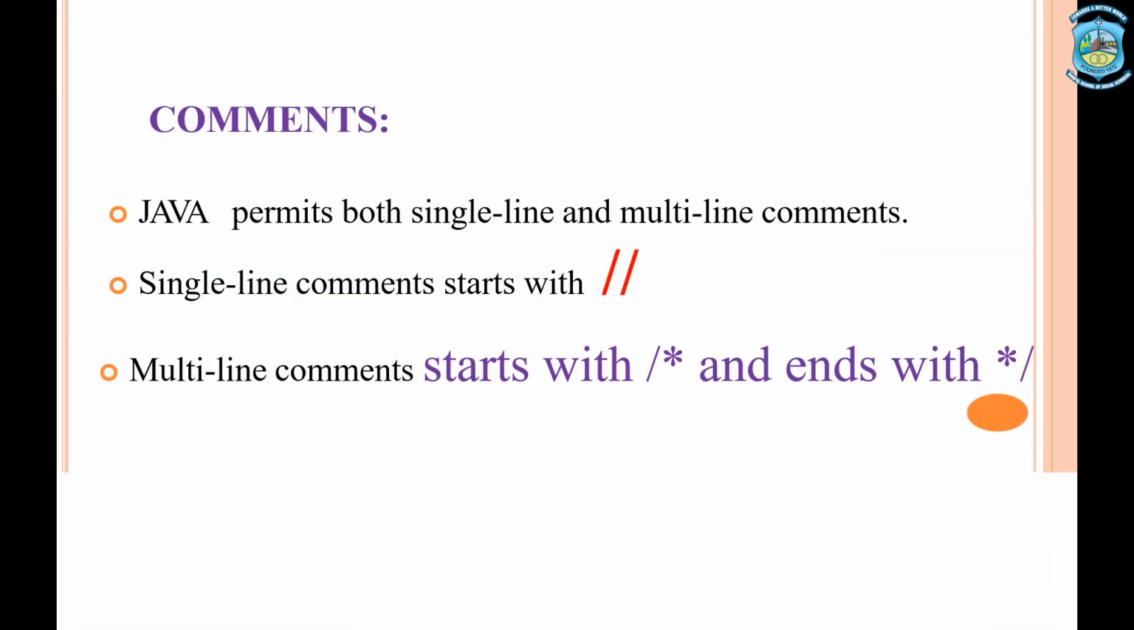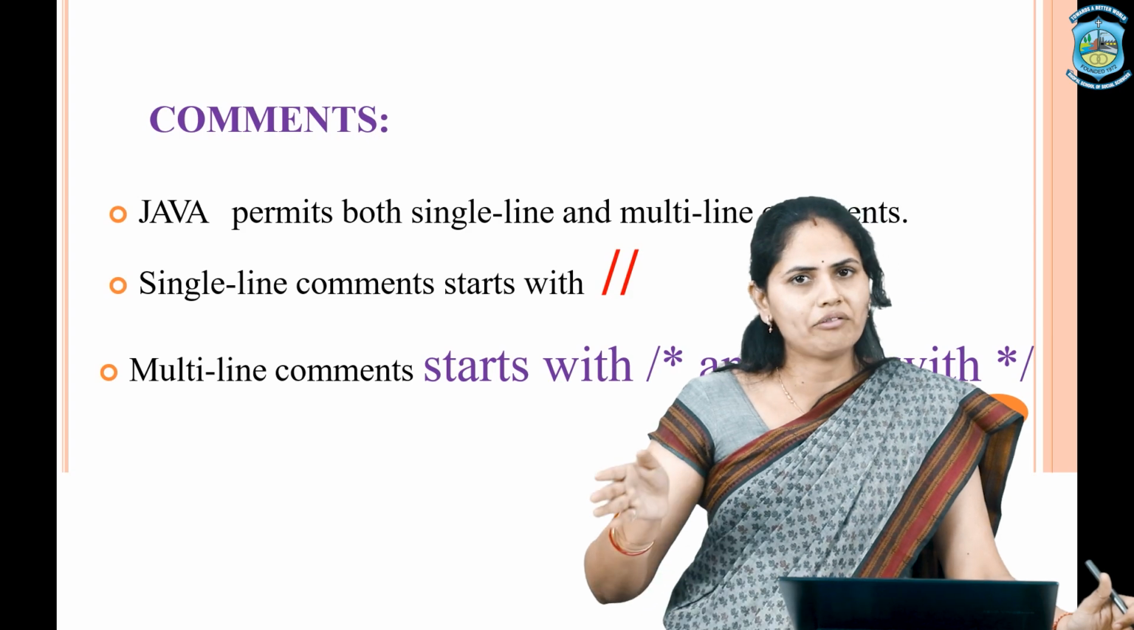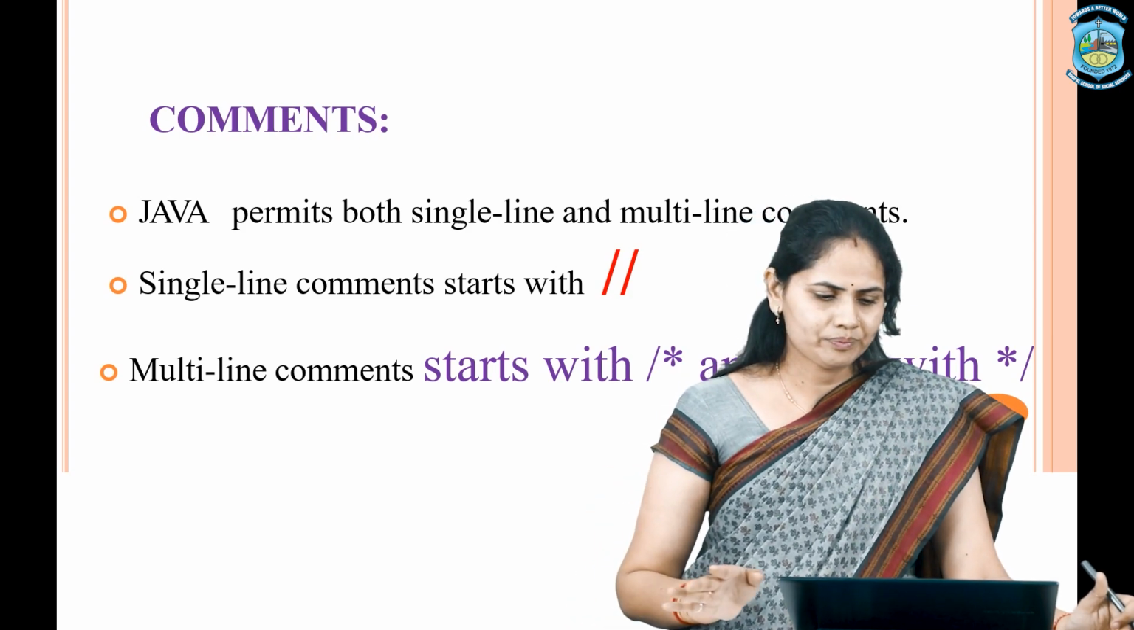Comments in Java. Java permits both single-line and multi-line comments. Single-line comments start with a double slash. At the start of the statement, you simply put a double slash. Multi-line comments start with a slash and asterisk and end with an asterisk and slash. If we have two lines to write as multi-line comments, we simply put slash asterisk before the statement and asterisk slash after the statement. That is how we use comments in Java.